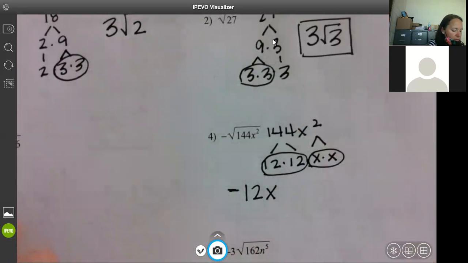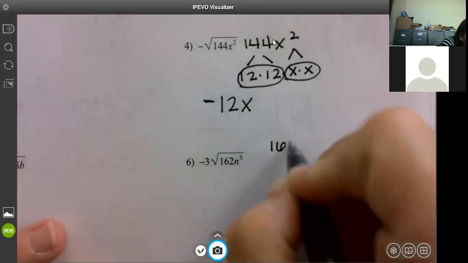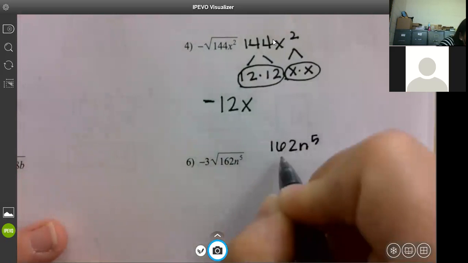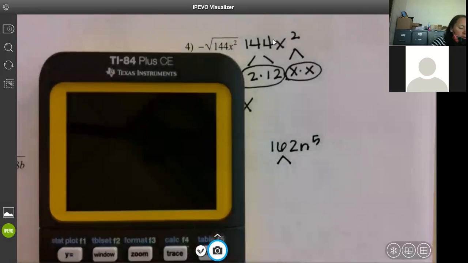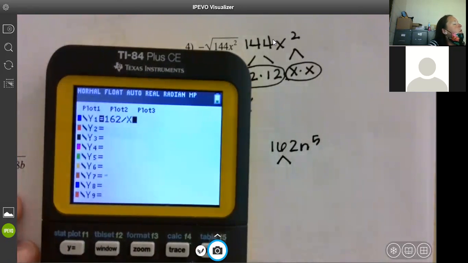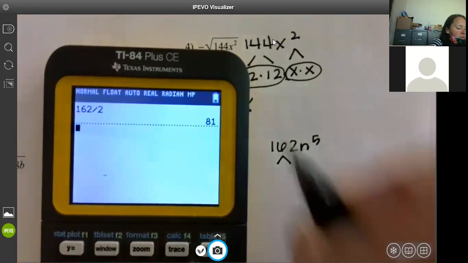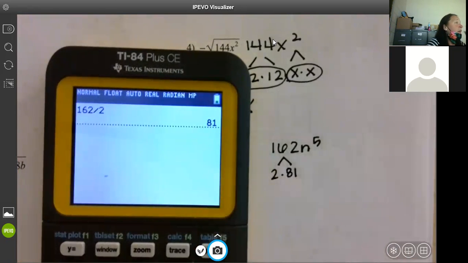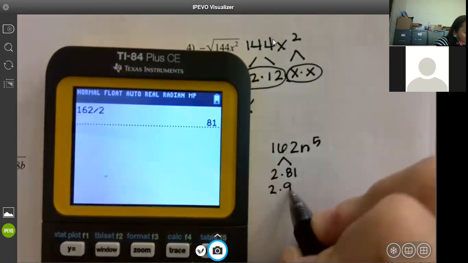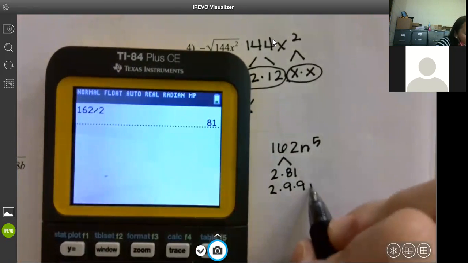Okay. Look at number 6. What are your factors of 162? And again, I don't know them, so I don't expect you to, but I did teach you how to find them. You can also guess and check. If you don't have this calculator, I know 162 is divisible by 2, so it's 2 and 81. And then I know my factors of 81. I just made it easy on myself. The factors of 81 are 9 and 9. Is everybody good? And then 5 n's.